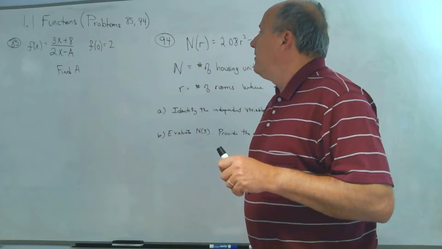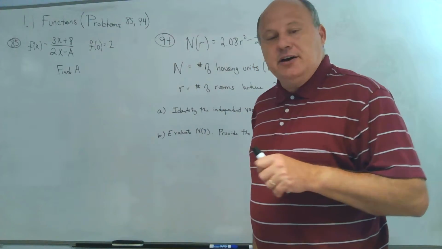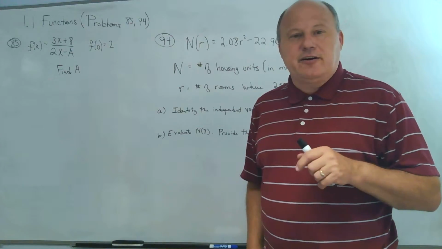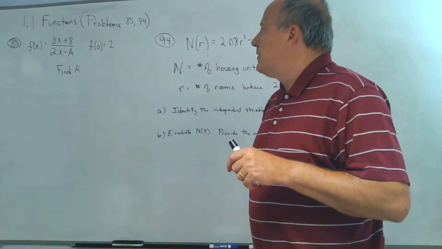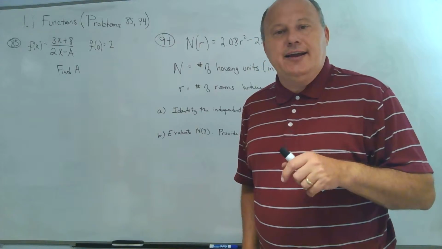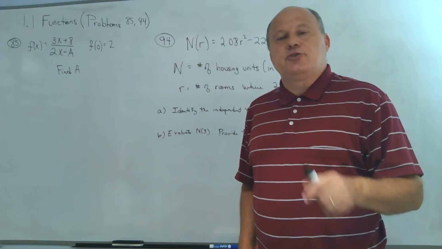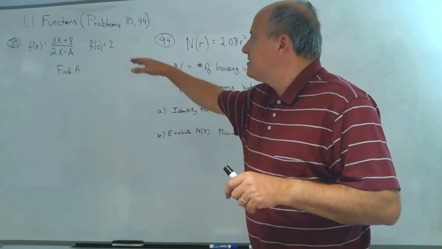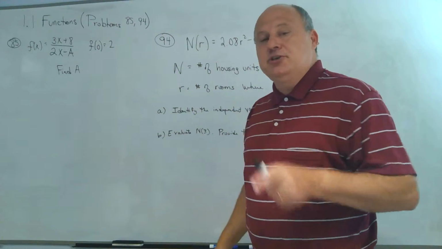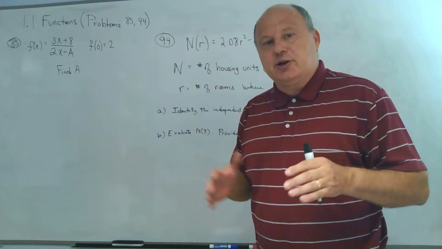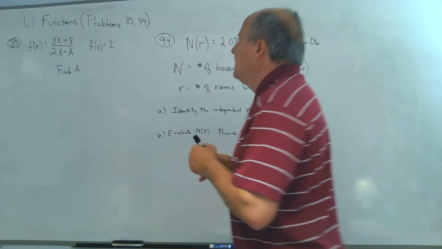On 85, we're given a function, but the function has a letter in it called a, and they give us that f of 0 equals 2. We've got to find the value of a. On this one, it's pretty simple. You just plug 0 in for the x, and the output should be 2. But that creates an equation for you. So it looks like this.